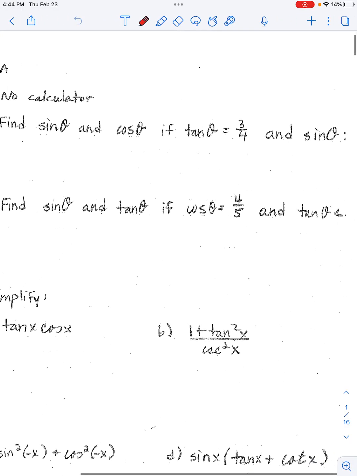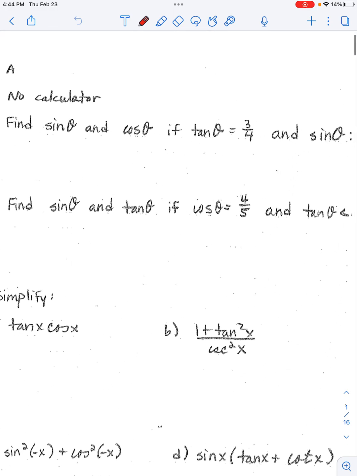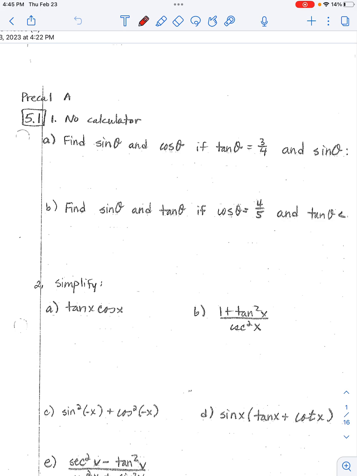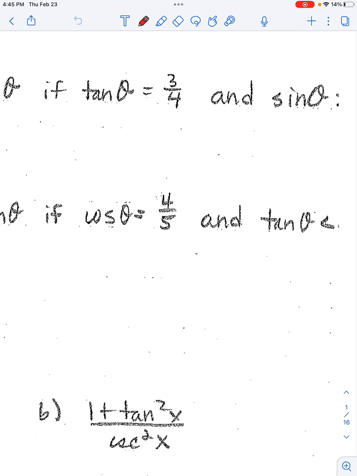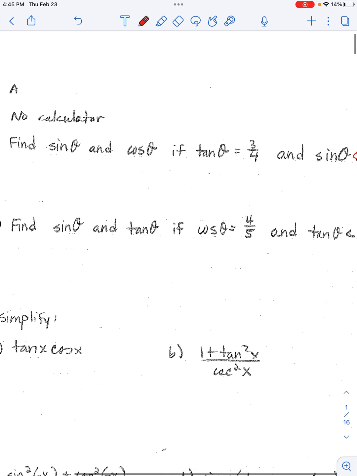Find sine theta and cosine theta if the tangent of theta equals 3/4 and sine theta, it's probably supposed to say less than 0 or greater than 0. Let's say less than 0 just for funsies. So sine theta is negative, tangent of theta is 3/4. Find sine theta and cosine theta. So we'll do what we usually do: draw a right triangle.